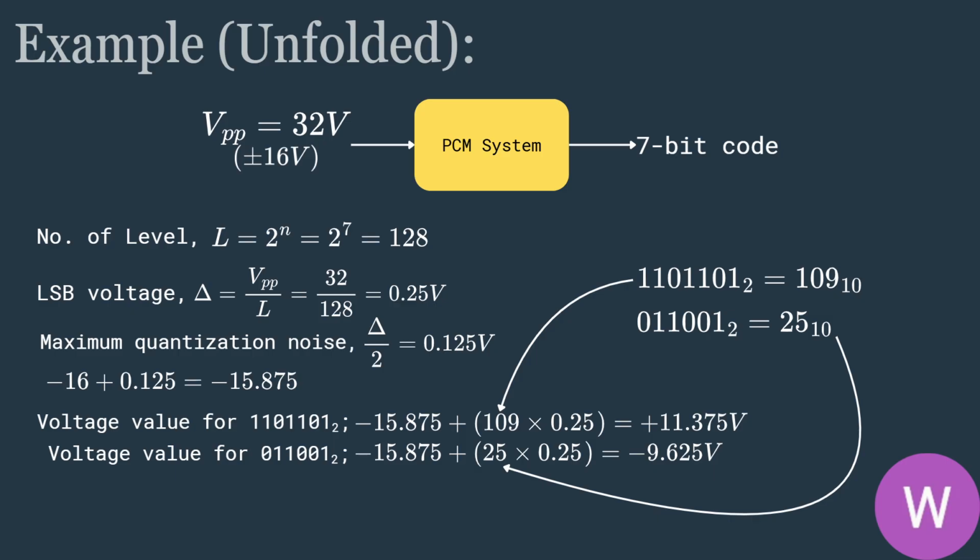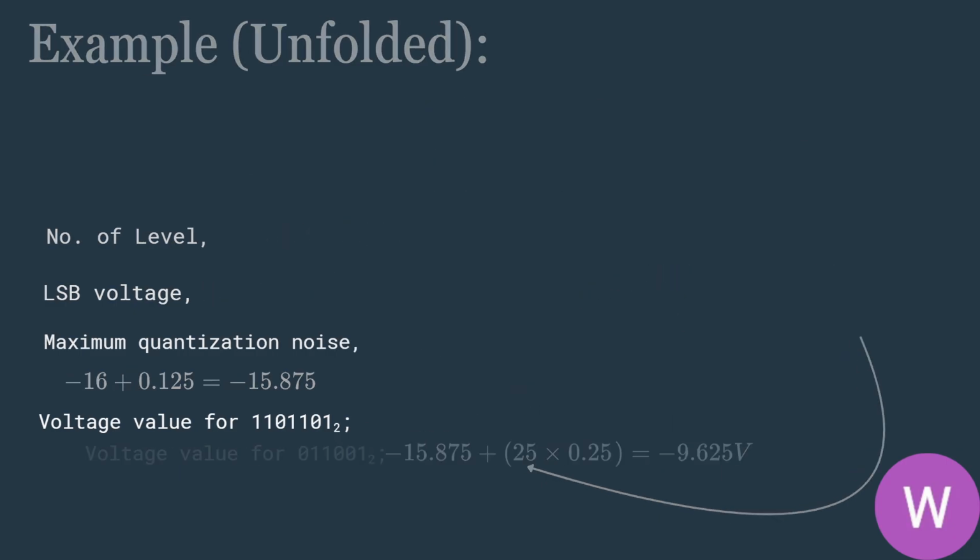Let's say you want to calculate another bit code. This time the 7-bit code is 0011001. The same thing applies: VKL plus X times delta V. VKL is negative 15.875, and X is the conversion of the binary code to decimal, which in this case is 25. Multiply by the quantization interval and we get the voltage value, which is negative 9.625.